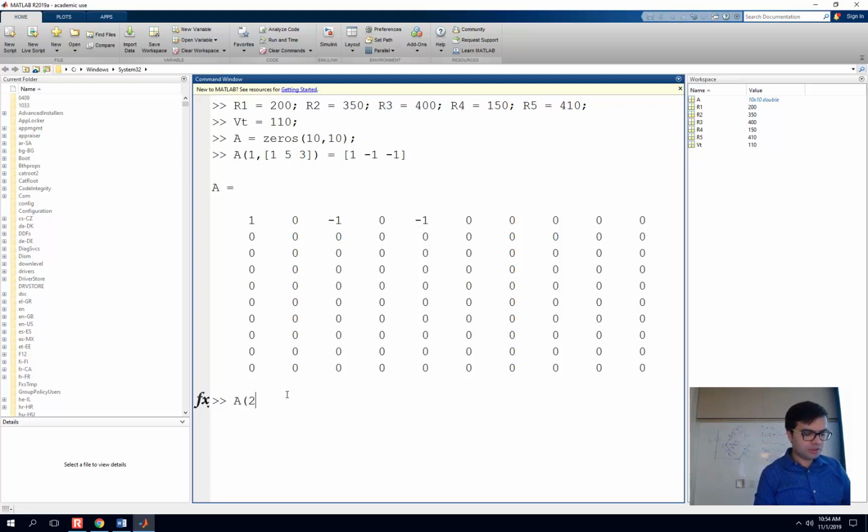Second equation. Second row, I have column 2, 5, and 4, equal to 1, 1, negative 1. And then AB and BD. AB is 6, BD is 10.